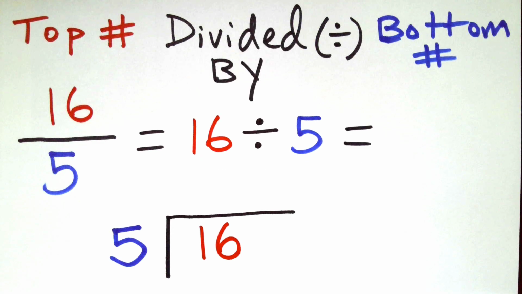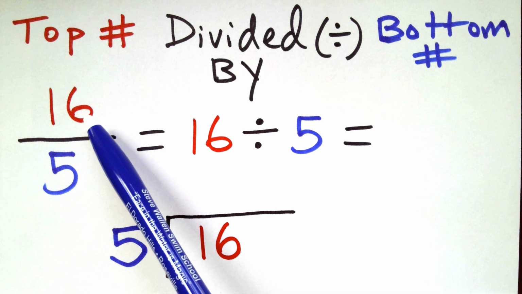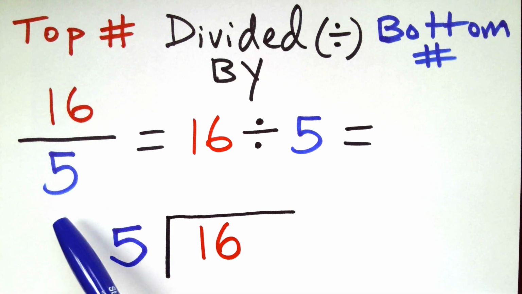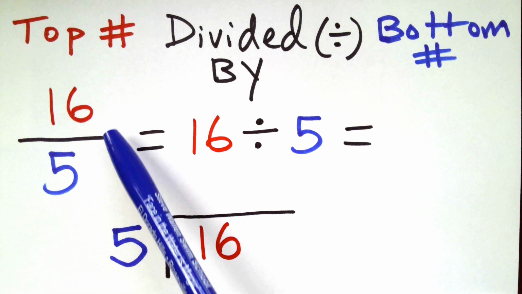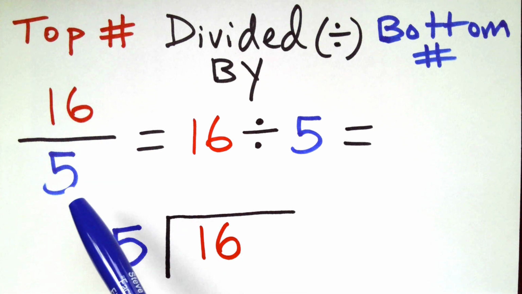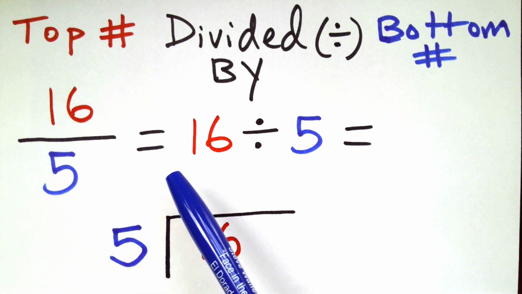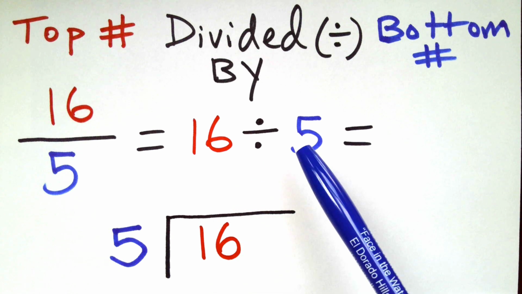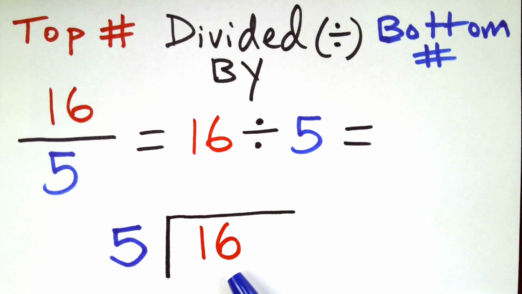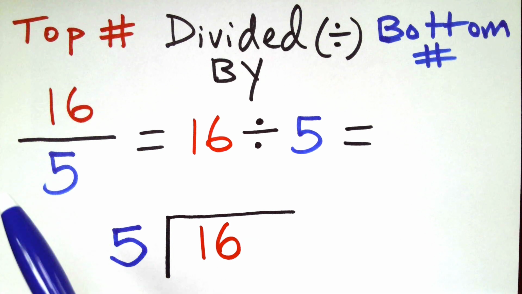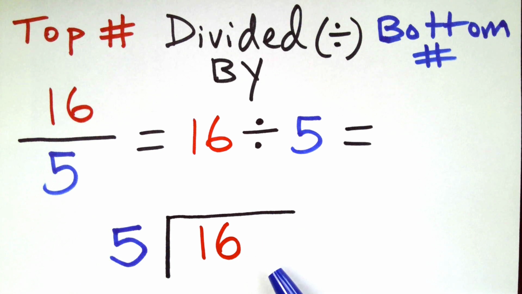Okay, so as you can see here, we have our fraction of 16 fifths. 16 representing the top number, that's our numerator. 5 representing our bottom number, that's the denominator. You can write this fraction in a few different ways: 16 divided by 5, or 16 divisor bar 5, or 16 divided by 5. So all of these mean the exact same thing. It's just a different way to write it.